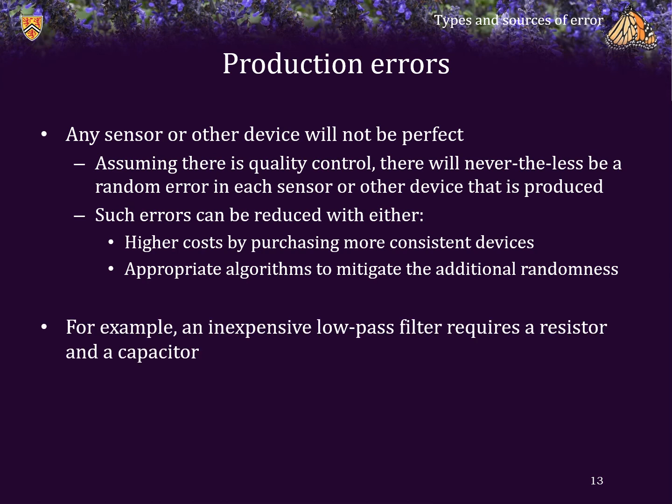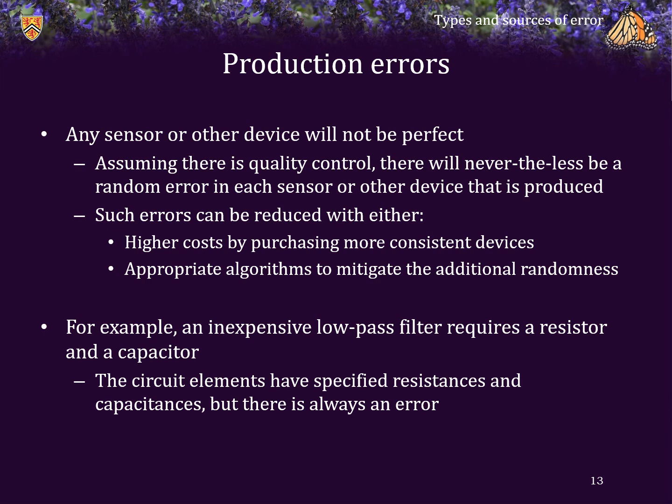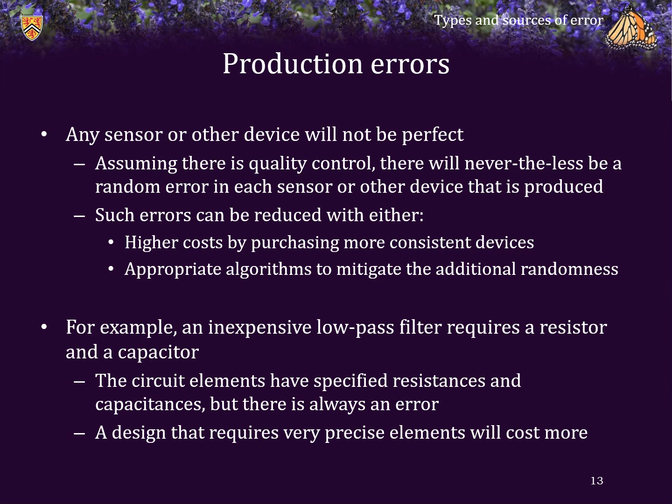For example, an inexpensive low-pass filter requires a resistor and a capacitor. Well, each purchased resistor or capacitor has specified resistance and capacitance, but there's always an error of maybe 5% or even 10%. If you want very precise circuit elements, that will cost you more. So having a design that compensates for randomness is a much better approach.